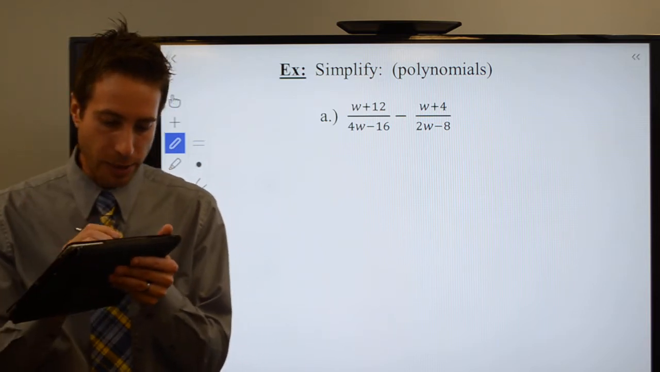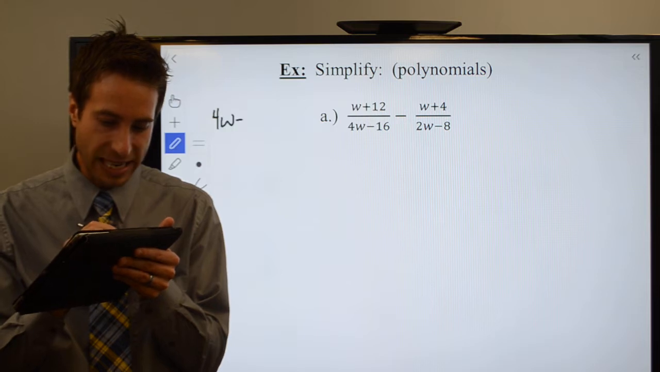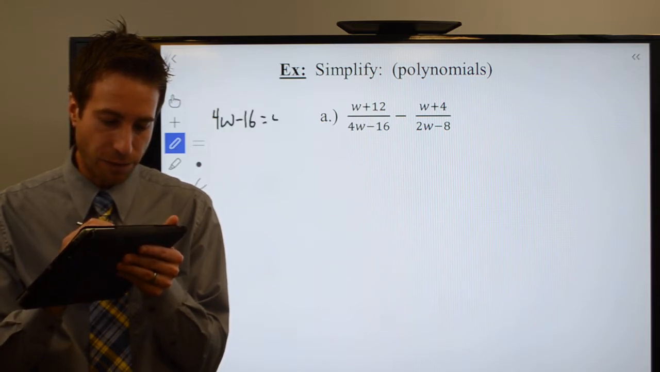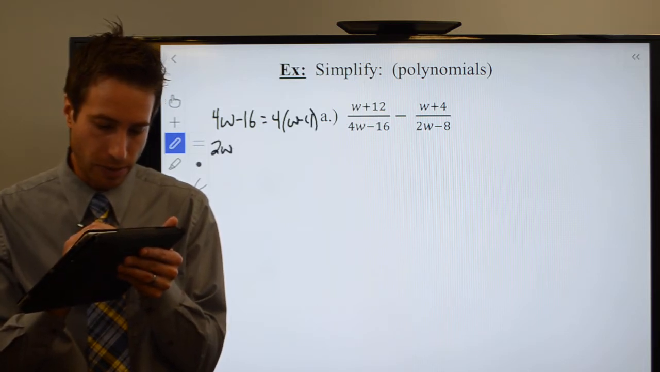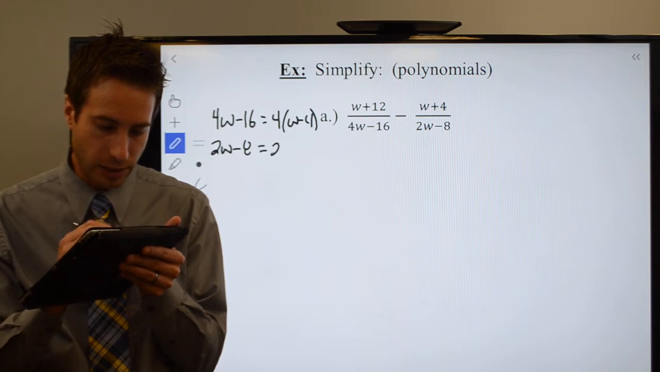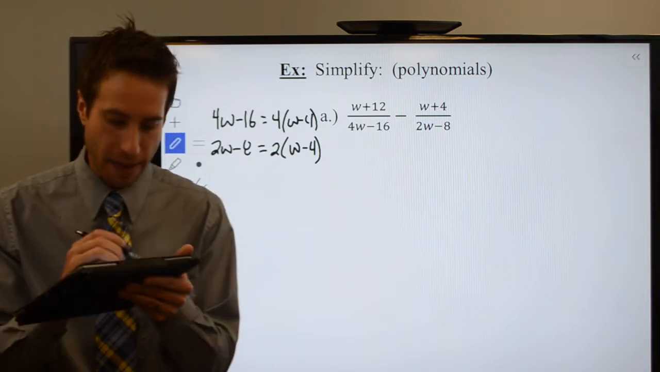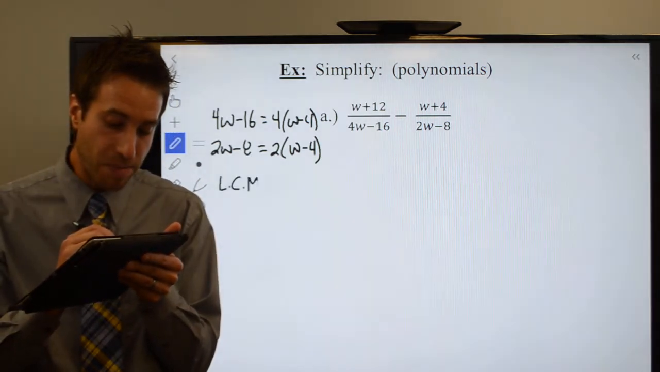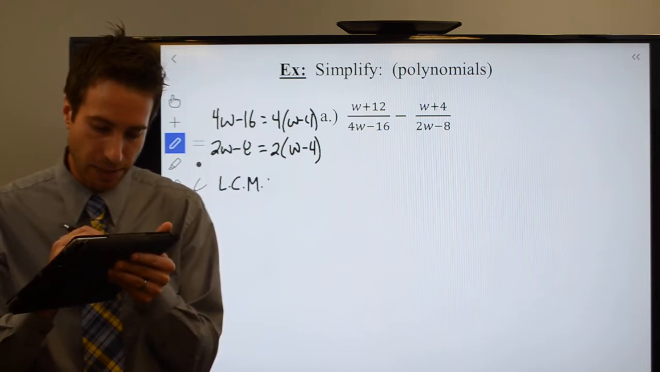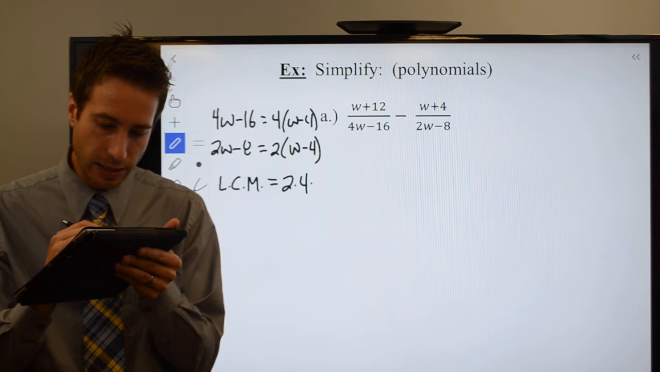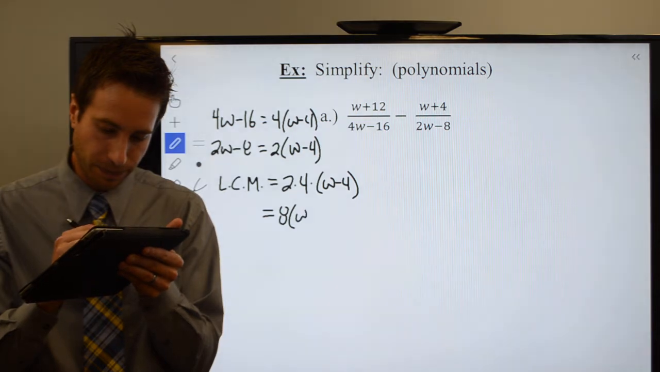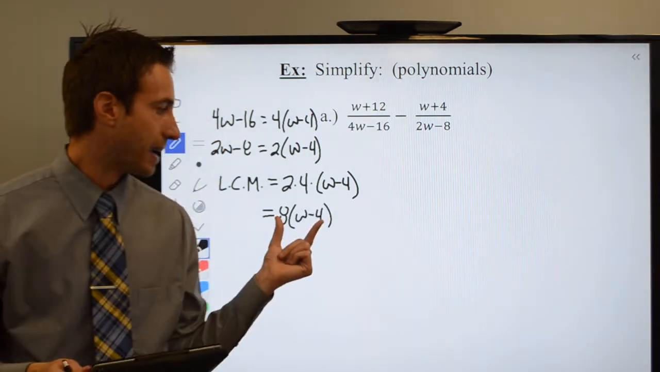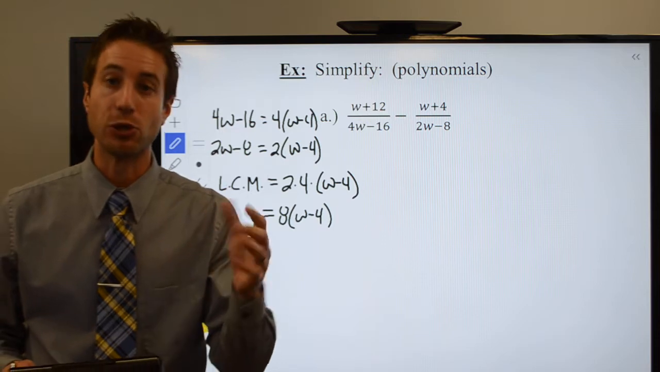Let's see here. 4w minus 16 will factor into 4 times w minus 4. And 2w minus 8 will factor into 2 times w minus 4. So there we go. I found my LCM by taking each factor the greatest number of times it appears, which would be 2 times 4 times w minus 4. And that means that I have 8 times w minus 4. All right, so my LCM is 8 times the quantity w minus 4.